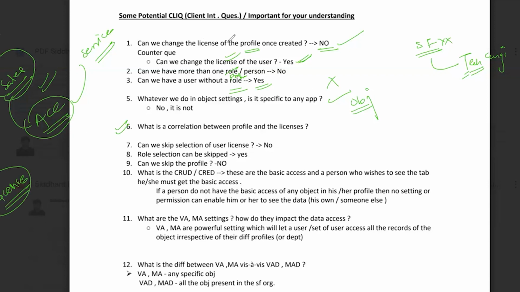Okay. So please note, in simple terms, license defines what a person can do. For example, if I have got a system admin license, being an admin, I will be able to create a profile. I will be able to do a lot of things, whatever the security settings we have discussed, all those things I can do.